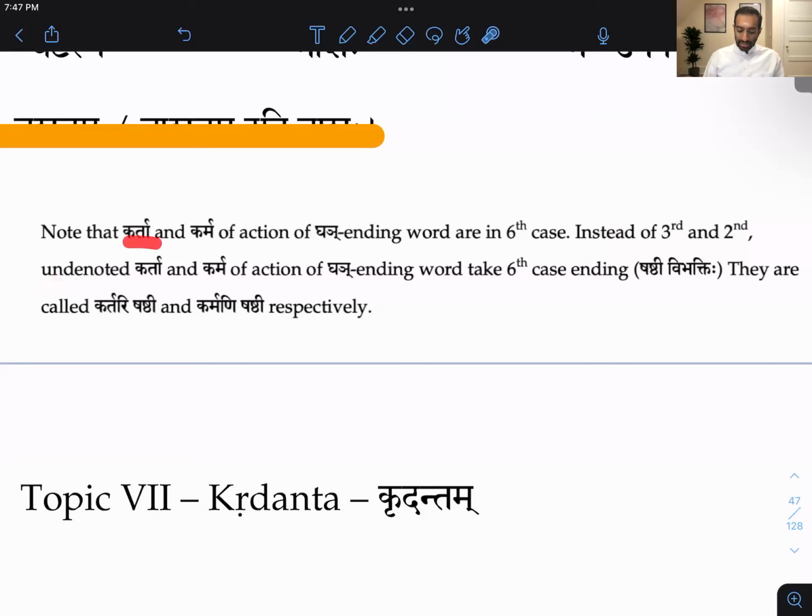Usually, the karta and karma, right? In karmani prayoga, we would take the third case, and the karma would be in the second case. But undenoted means it is not connected to the verb here, it's connected to the kṛdanta. And in that case, it's going to be a sixth case ending instead of this third or second.